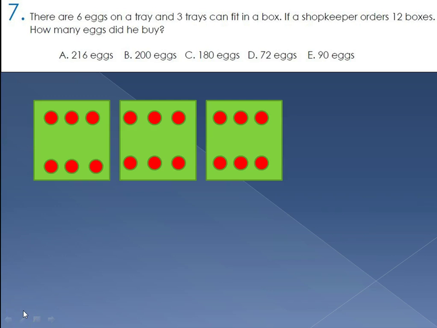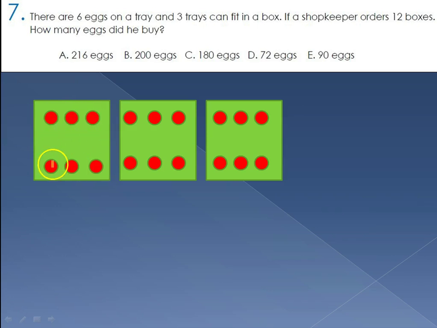Now the next one I'm going to show you is with a diagram. There are 6 eggs on a tray and 3 trays can fit in a box. If a shopkeeper orders 12 boxes, how many eggs did he buy? Don't be afraid if you need to draw diagrams. I always find diagrams help me as well, just to make sense of what exactly they're asking you. So there are 6 eggs on a tray. So as you see here, 6 eggs. They're red eggs for this example.